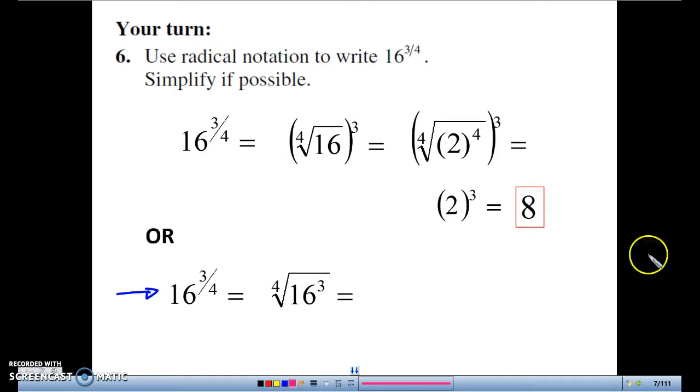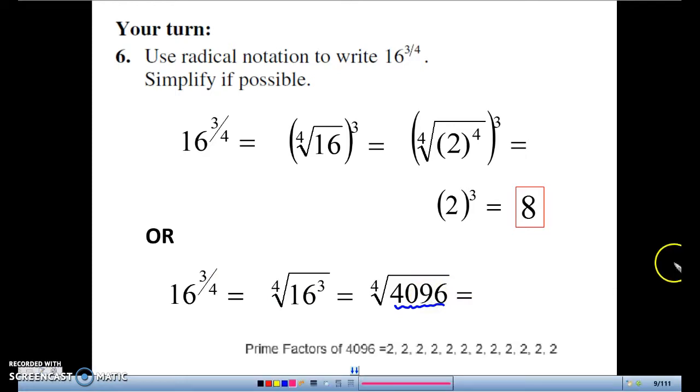Okay? This is the other way you can do it. You can take 16, raise it to the 3rd power first, and then take the 4th root. When you do that, you get the 4th root of this really big number. And I didn't even want to do prime factorization on it. I let the computer do it. It came up with this.